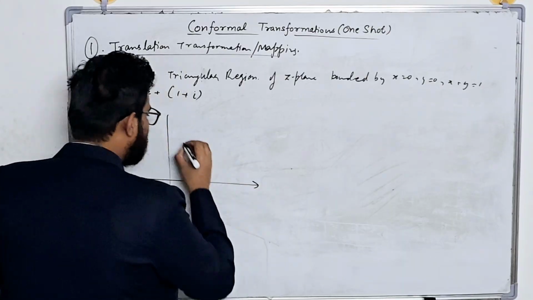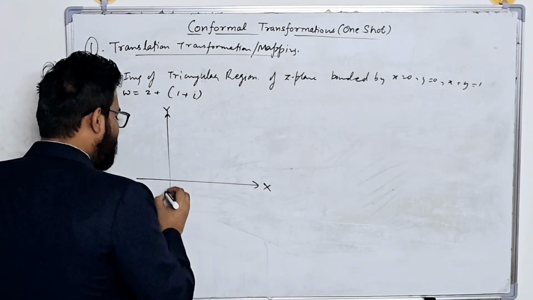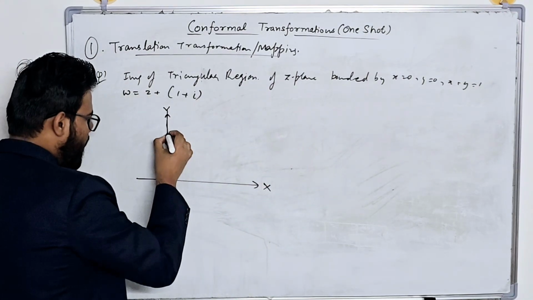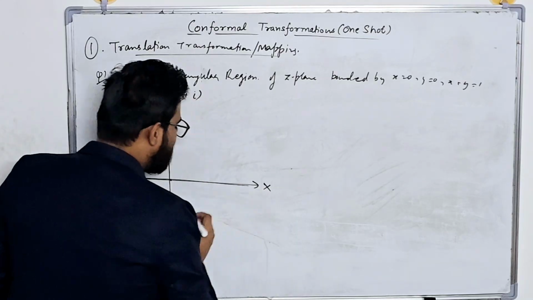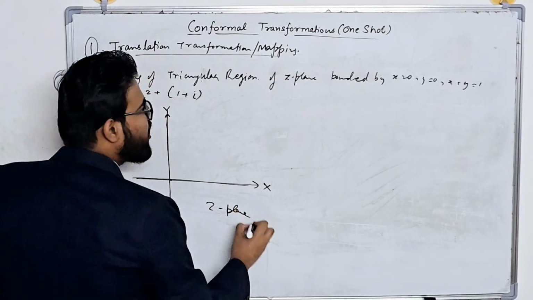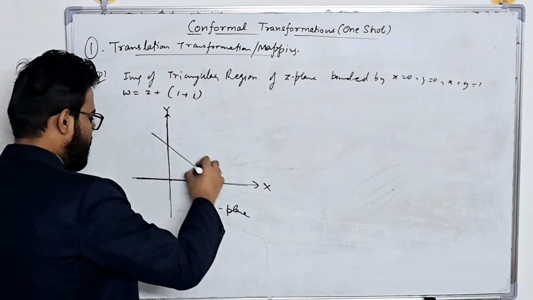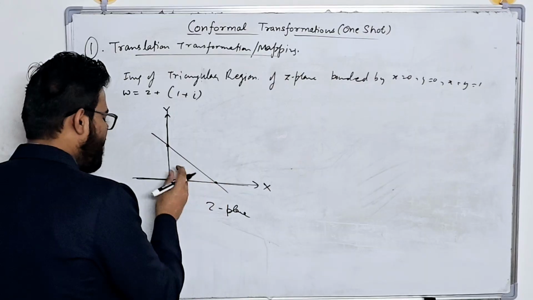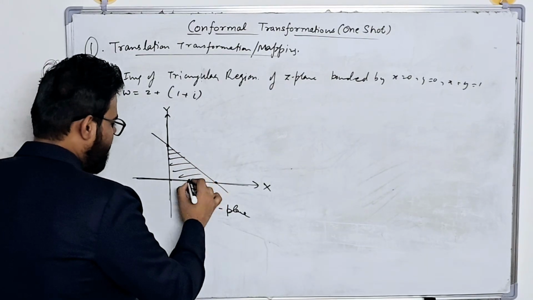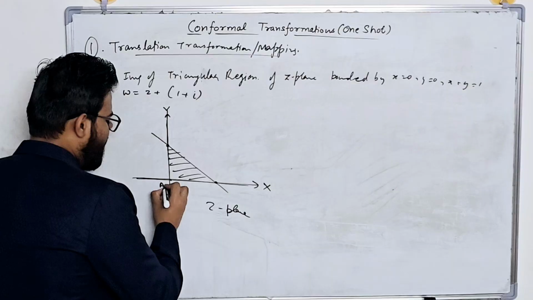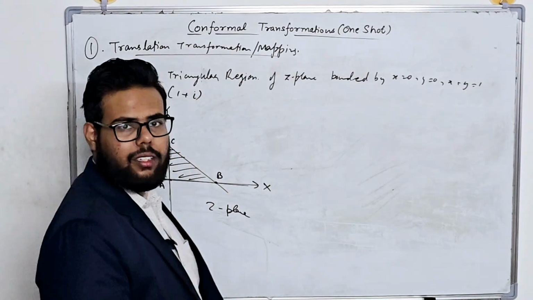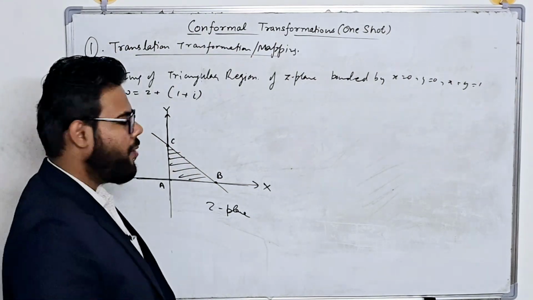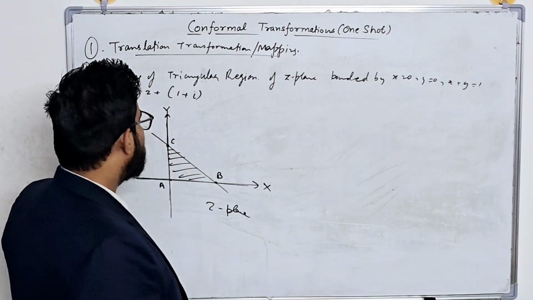So this is our Z plane, x and y, and we are given x is equal to 0, that is y axis, and we are given y is equal to 0, that is x axis, right? And x plus y is equal to 1, which is this line, correct? Okay, so we have to basically find the transformation of this triangle. Suppose this is A, this is B, and this is C, right? So when you find its transformation, what you will get, let's see that.